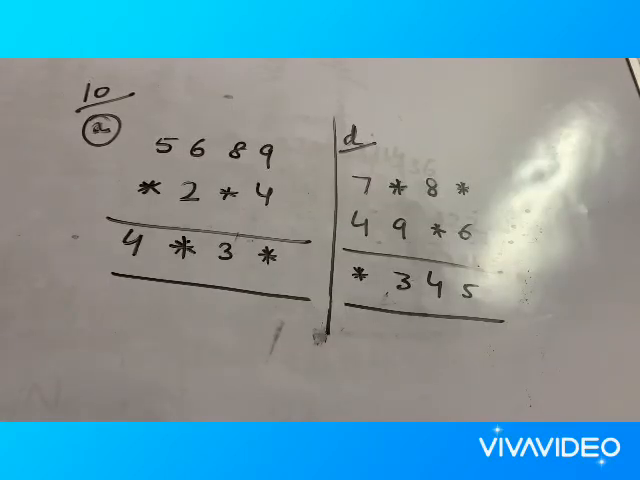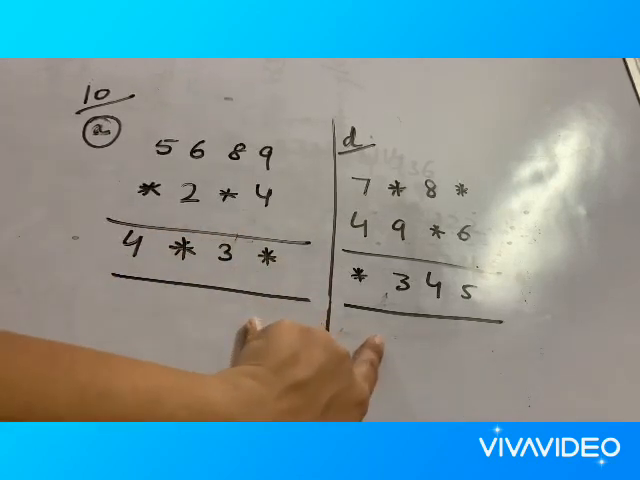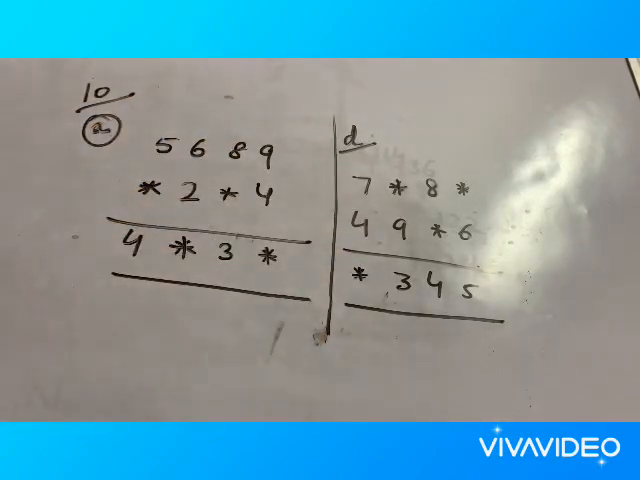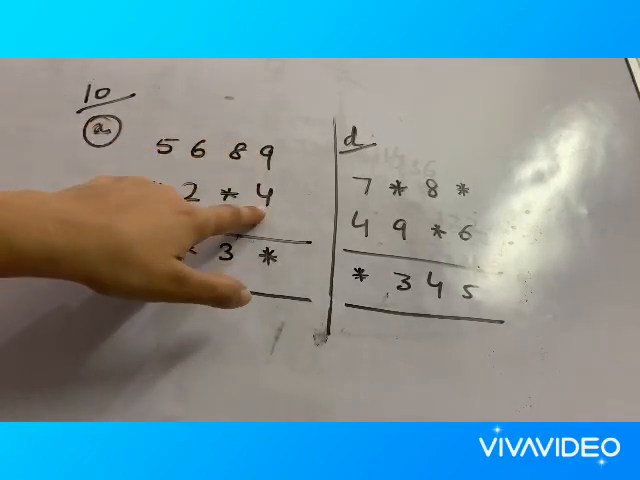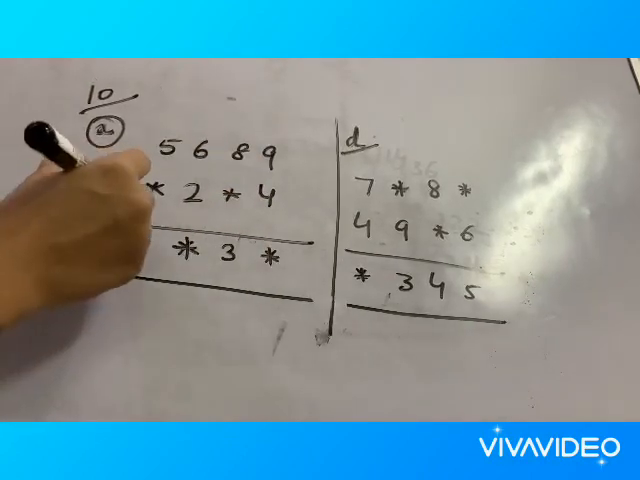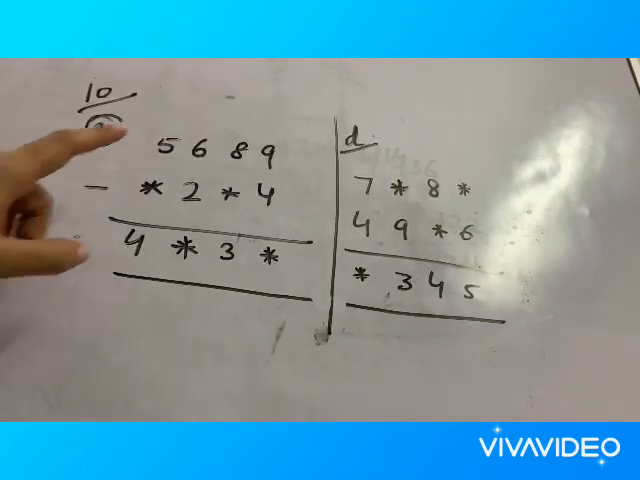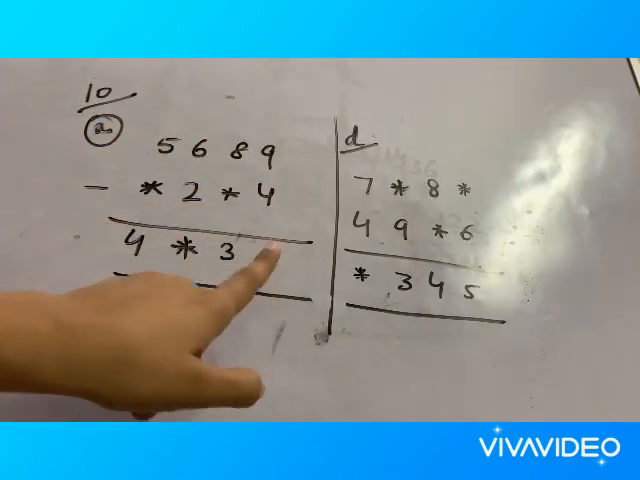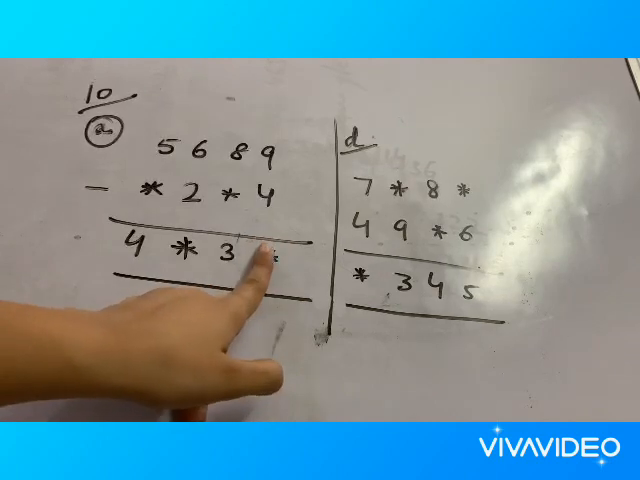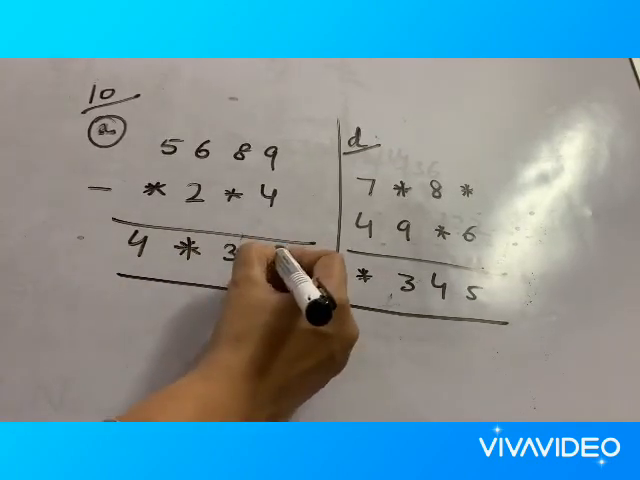Okay, dear students, question number 10. What is the question? Replace star by the correct digit in each of the following. So we are taking just two examples, A part and D part from your book. In this part, here is 9 and here is 4. So we have to subtract. So 9 minus 4. What will come here? 5.